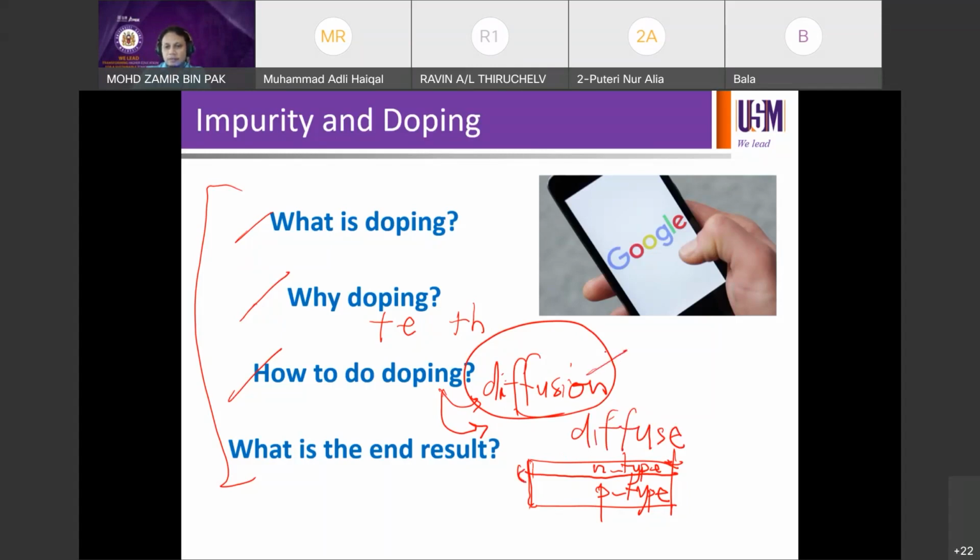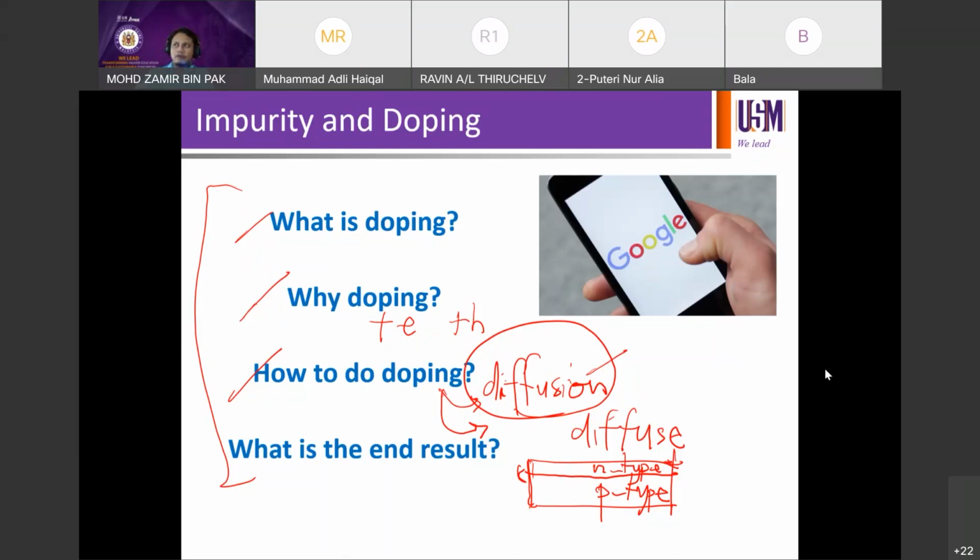So this diffusion, okay, let me look at Zuki's reply. If we do chemical bath deposition, we add a small percentage of dopant into the solution. Will that be said doping? Yes, exactly. It can be said doping as well. So doping can be done in many different ways.